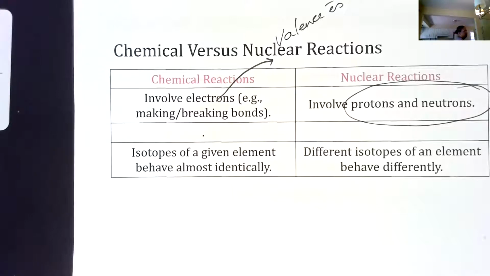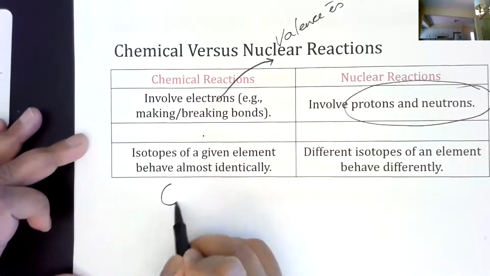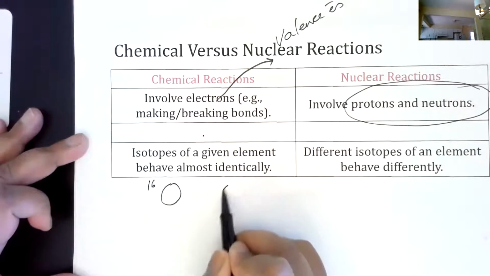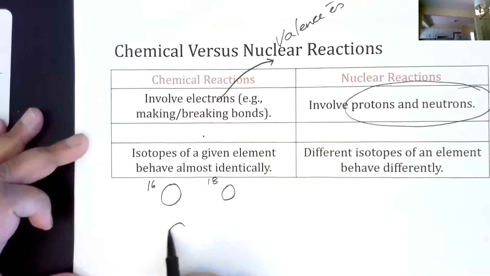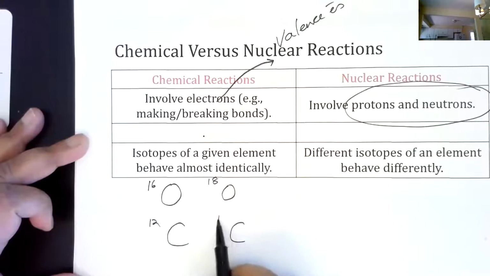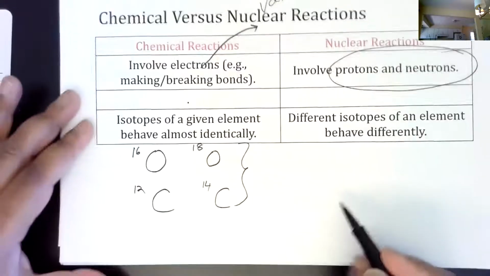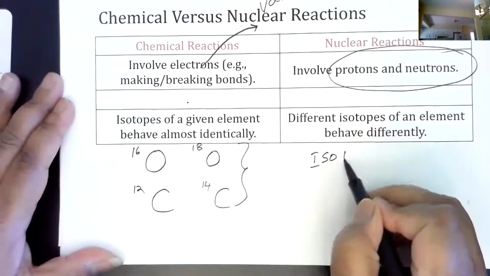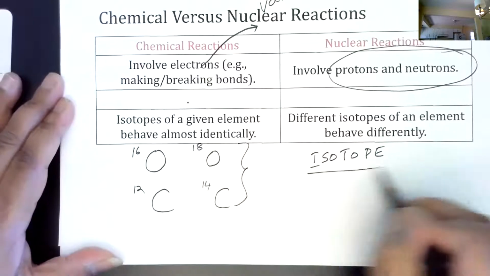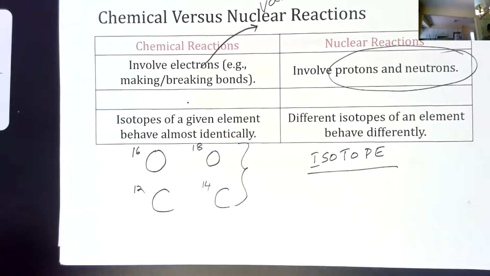Now, in a chemical reaction, if I have two isotopes of oxygen or two isotopes of carbon, you're familiar with these. These two, chemically, they behave the same, okay? But when it comes to nuclear reactions, they behave differently because what are isotopes? Can anybody define an isotope? Different electrons, but same protons. Different electrons? But same protons.